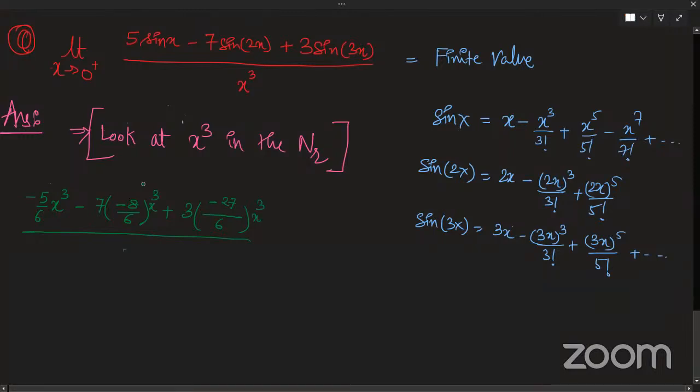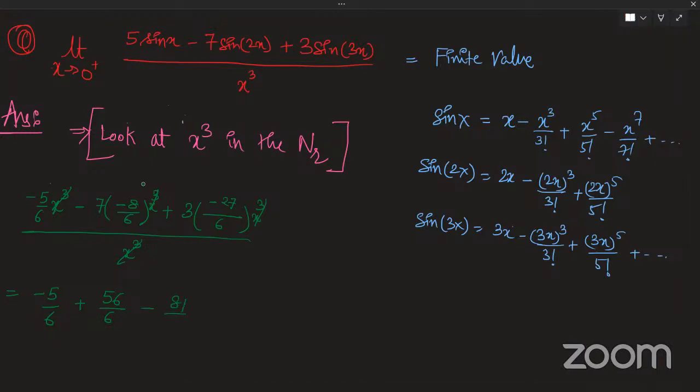X cube, and limit x is tending to 0. So no issues. I can just cancel this x cube, x cube, x cube, x cube. So I have my answer minus 5 by 6 plus 56 by 6 minus 81 by 6, right? Do you all agree? What is 56 minus 86? 30. Minus 30 by 6. So my final answer is minus 5.